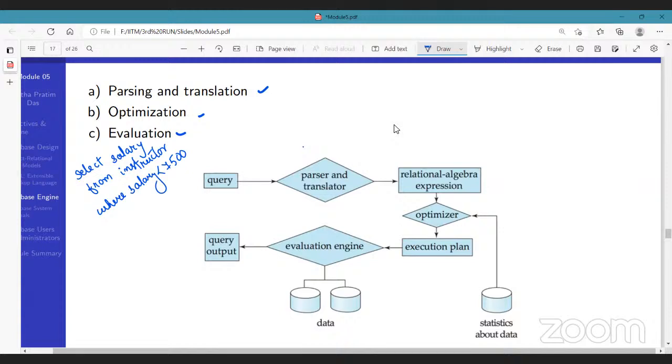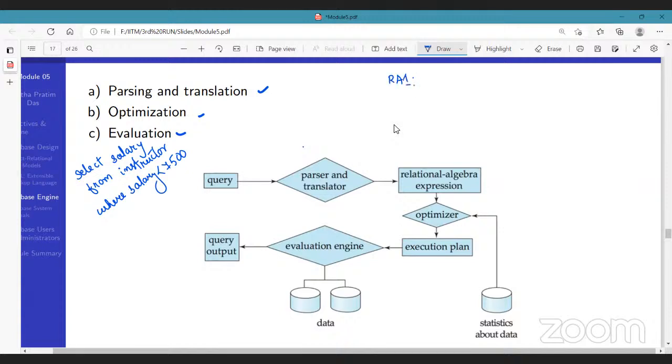Then the translator will translate the SQL query into a relational algebra expression. Remember one thing: to get a particular output, there can be a number of ways in which an SQL query can be written. Similarly, for a single SQL query, there can be a number of equivalent relational algebra expressions which give the same output. So the translator will translate this SQL query into a number of relational algebra expressions.